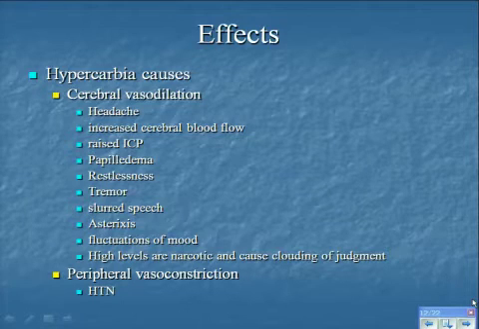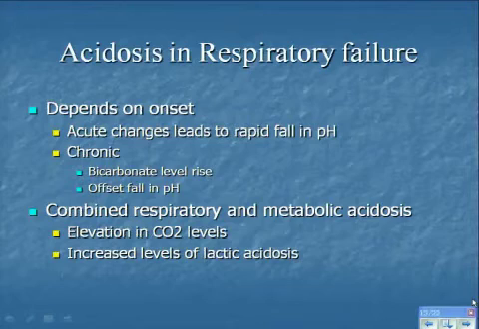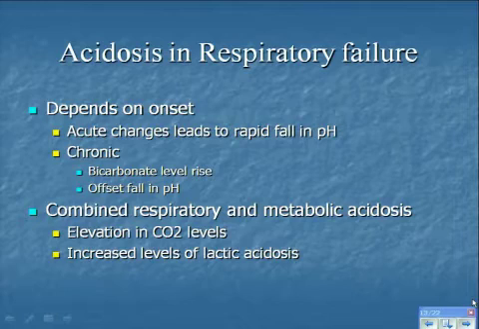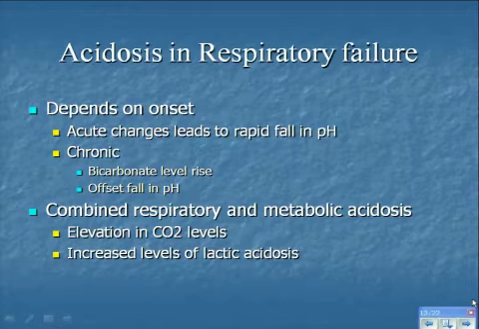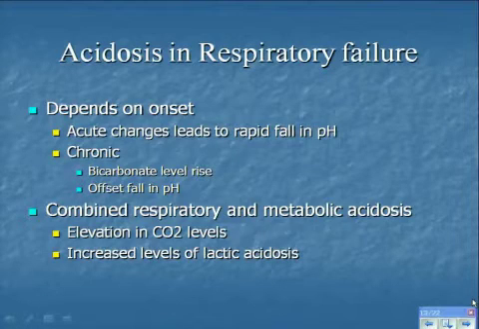Peripheral vasoconstriction, like I told you, is hypertension. Acidosis of respiratory failure, it depends on onset. Acute changes lead basically to rapid changes in pH. Okay? Chronic, on the other hand, the bicarb levels rise because the kidneys are able to compensate and they offset the fall in pH. So a lot of these people that have bad COPD, you'll see that their CO2 levels will be in the 30s. That's a typical sign that if you were to draw a blood gas, their PCO2s would be in the 60s.